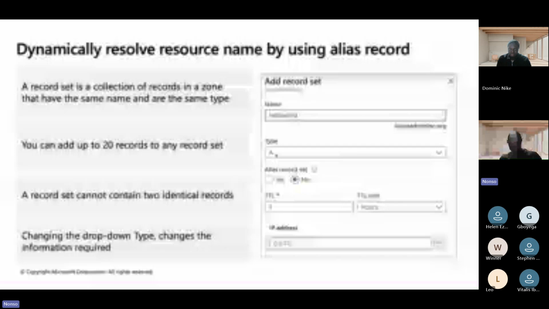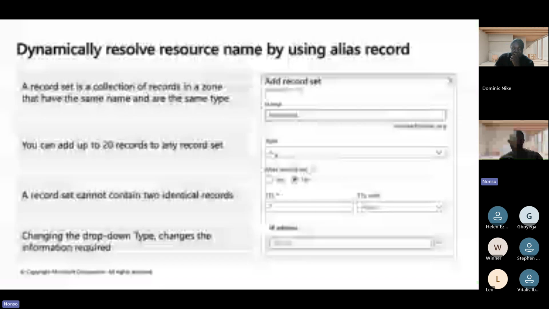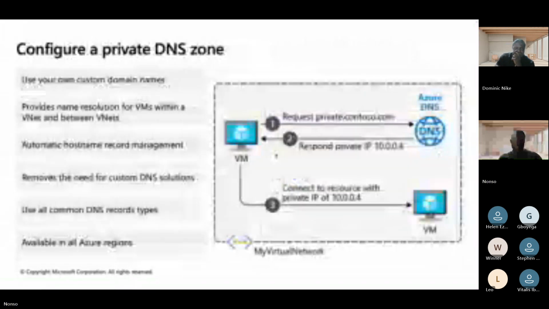You can see in the example that a record set is a collection of records in an Azure zone. This is just DNS 101. If you create dominic.nonso.com, you cannot have two dominic.nonso.com. It's not possible. You can add up to 20 records per record set. That's just to summarize it. You can have IP addresses mapped to them. I think I have an example of this. I'll try and check, and I'll show you.